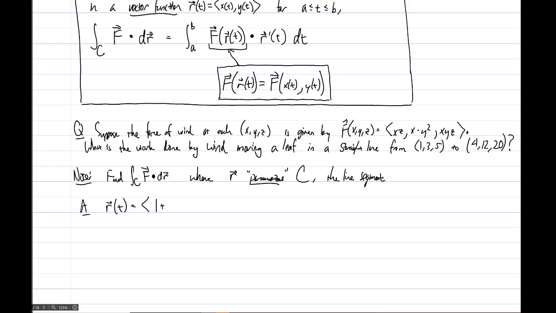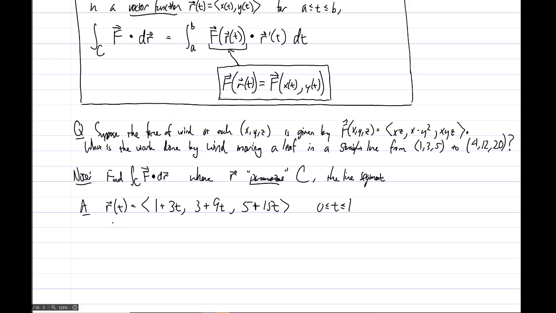the change in x from 1 to 4 is a 3. So 1 plus 3t. How about 3 plus, let's see, 3 all the way up to 12. I think the change is 9. So yeah, 9t. And then the z coordinate starts at 5, ends at 20, so the change in z is 15. So how about 5 plus 15t? Okay. And then, oh yeah, t goes between 0 and 1.